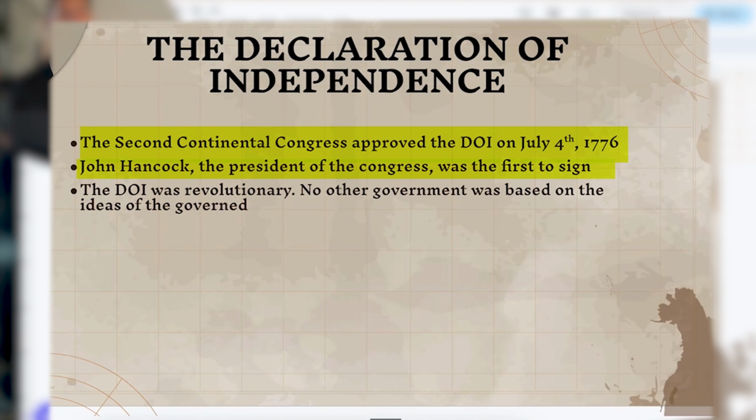John Hancock was the first to sign, and he also has the largest signature. The Declaration of Independence was the most revolutionary document at the time and still probably is. No other government was based on the idea that the people got to govern themselves. At this time, the idea of democracy was not a thing around the world, right? The idea that government serves the people and not the people serve the government was completely novel at this time. The Declaration of Independence kind of puts a highlight on that.